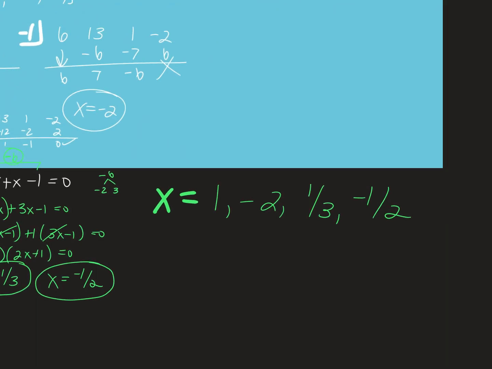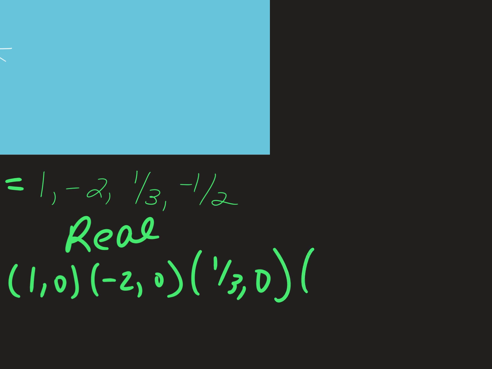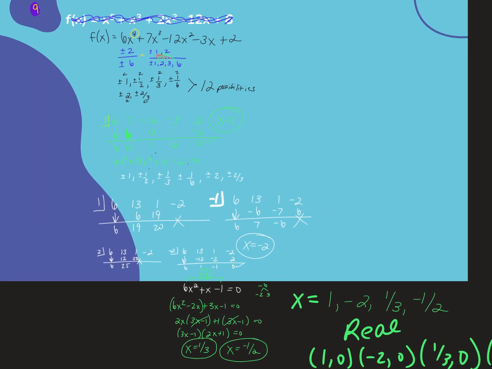All of these are what? They're all x-intercepts. They're all real. This graph crosses the x-axis how many times? 4. Because it only has each one time, there's not the same one twice, it's going to go through the x-axis each time. We'll talk about that after Christmas. So if I were going to write my intercepts, it's (1, 0), (-2, 0), (1/3, 0), and (-1/2, 0).